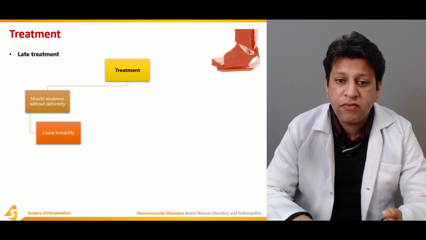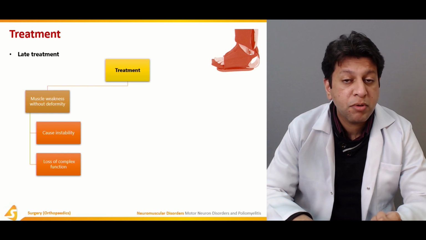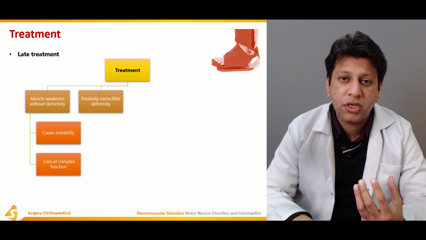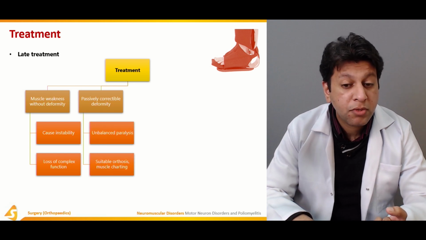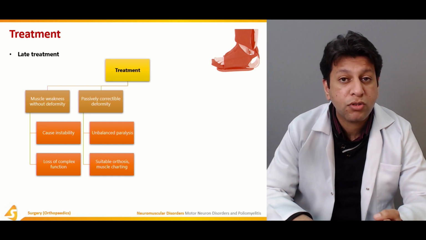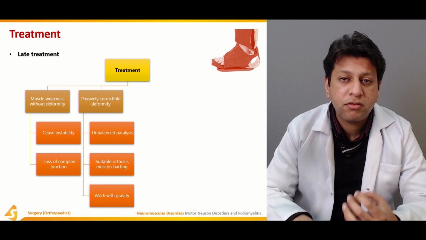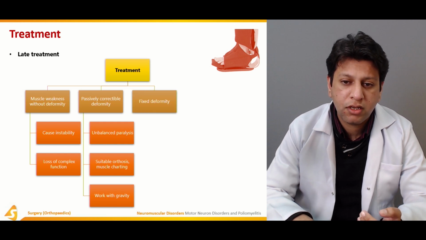Muscle weakness, if it's without deformity, usually causes only instability. There may be a loss of complex function, and if this is associated with a passively correctable deformity, this may be due to unbalanced paralysis, and will require suitable orthosis and muscle charting. And usually they can work in certain conditions where they do not have to use muscle against gravity.